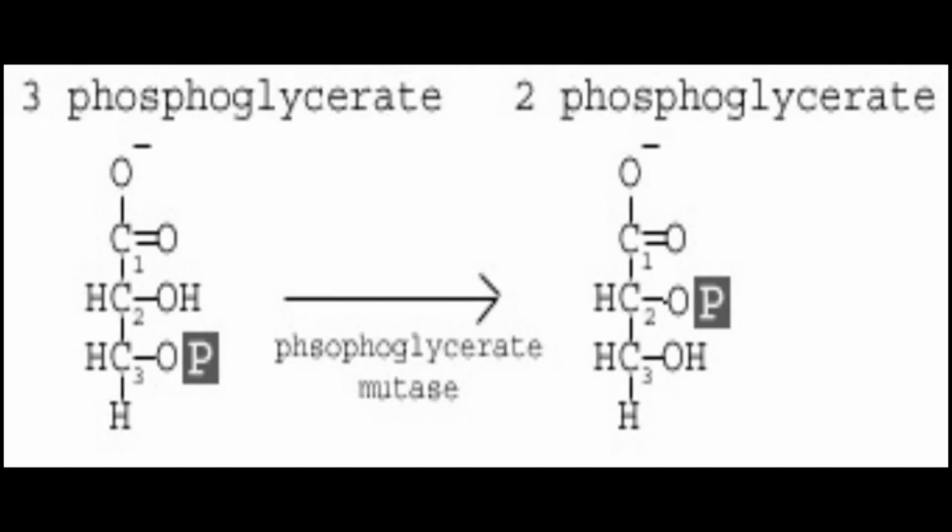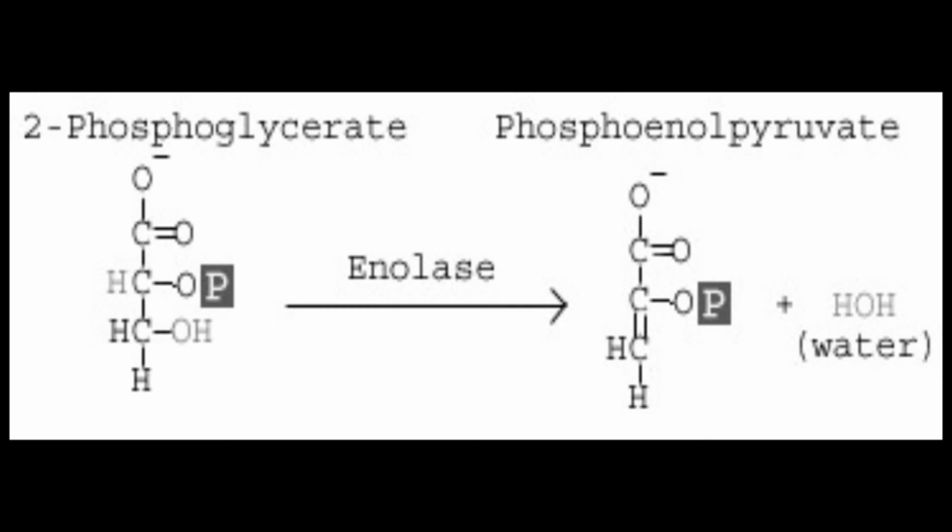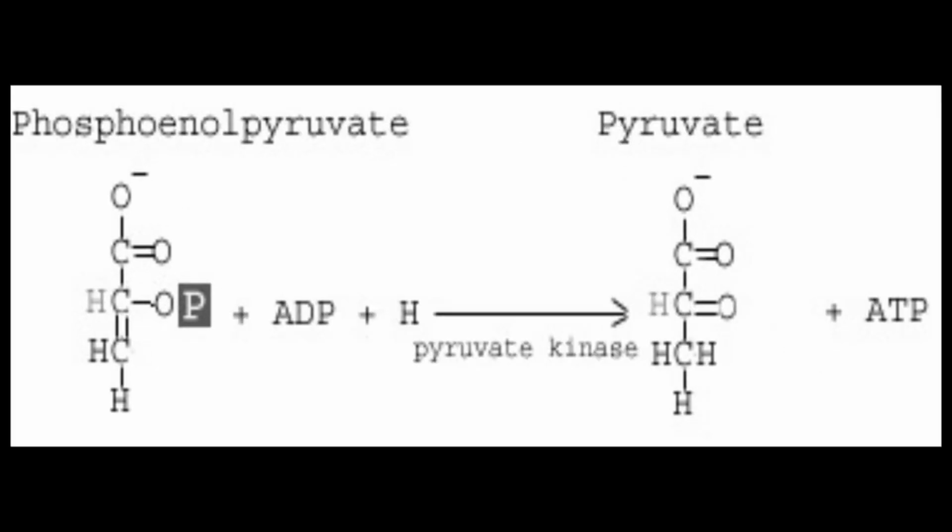Step 8 uses the enzyme phosphoglycerate mutase, which relocates the phosphate group from the 3rd carbon to the 2nd carbon, forming 2-phosphoglycerate. This is accomplished by the addition of a phosphate group to the second carbon and removal of a phosphate group from the third carbon. Step 9 uses the enzyme enolase, which removes a molecule of water or dehydrates 2-phosphoglycerate and forms phosphoenolpyruvic acid or PEP. Step 10, the final step of glycolysis, uses pyruvate kinase. This enzyme transfers a phosphate from PEP to ADP to form another ATP molecule and pyruvic acid.